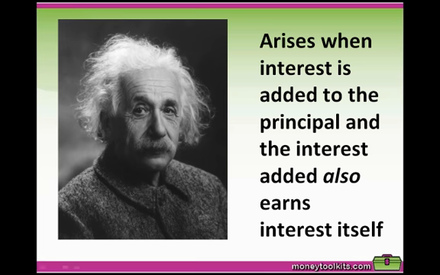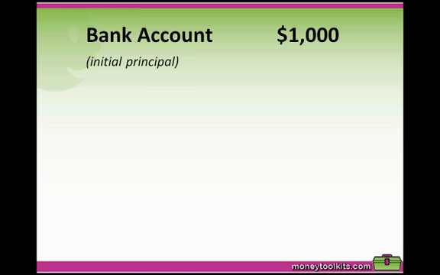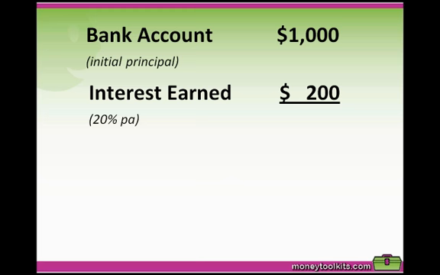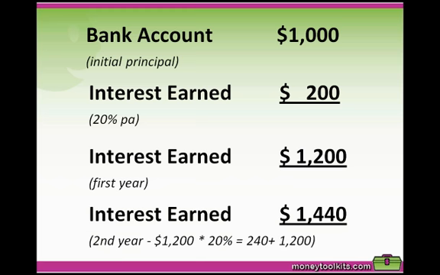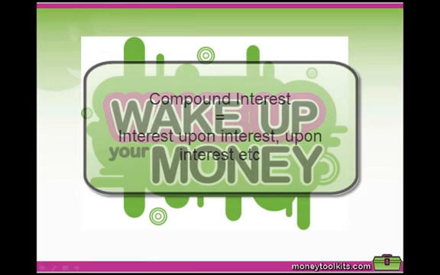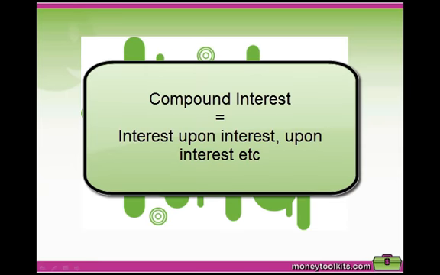Let's take a quick look at an example. Let's assume that you had a bank account with $1,000 in it. Now this is the initial principal, and this account earned 20% interest per year. So after the first year, the balance of this account would be $1,200. After the second year, it would be $1,440, and so on. So to summarize, compound interest can simply be defined as interest upon interest upon interest, etc.